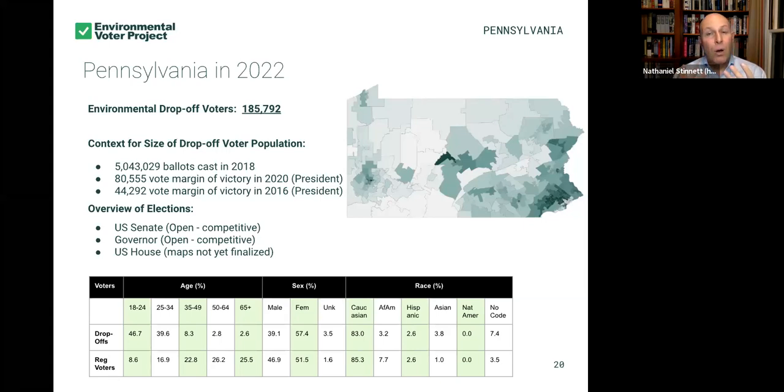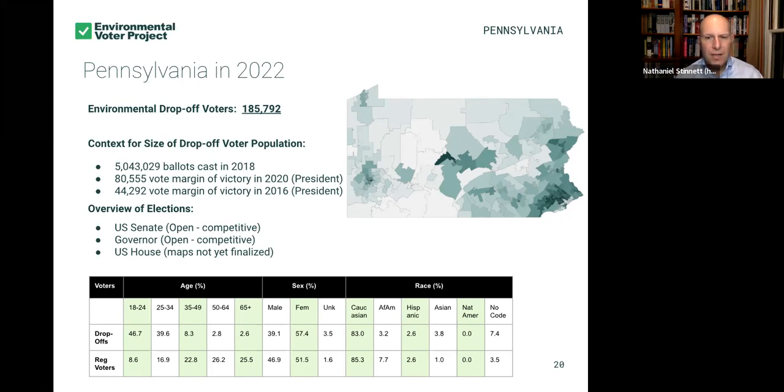Moreover, boy, did this data really surprise me. How did it surprise me? Well, first, these environmental drop-off voters are always young. I don't think that surprises anybody. But in Arizona and especially in Pennsylvania, oh my gosh, are they young? I mean, look, almost 50% of them are between the ages of 18 and 24. And then another 40% are between 25 and 34.